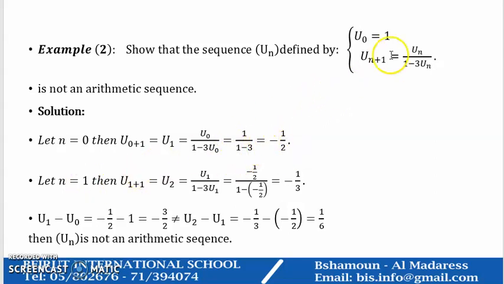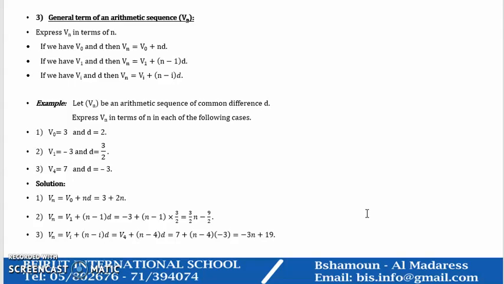Also for n equal 1, I'm going to replace n by 1 here. We obtain u2 equal minus 1 over 3. Now, u1 minus u0 equal minus 3 over 2, and u2 minus u1 equal 1 over 6. I notice that the difference between the first 2 consecutive terms is minus 3 over 2, and the difference between the other 2 consecutive terms is 1 over 6, so these two are not equal, then this is not an arithmetic sequence.